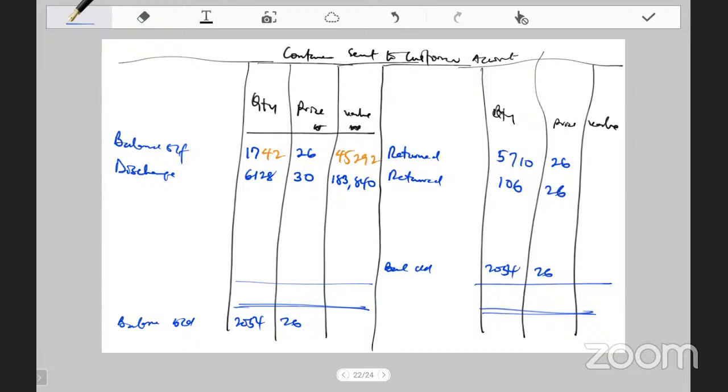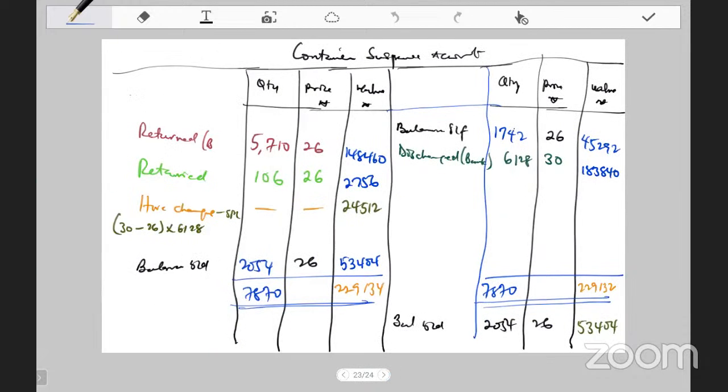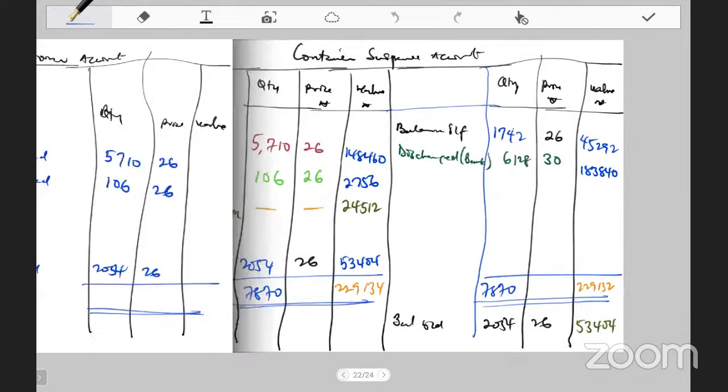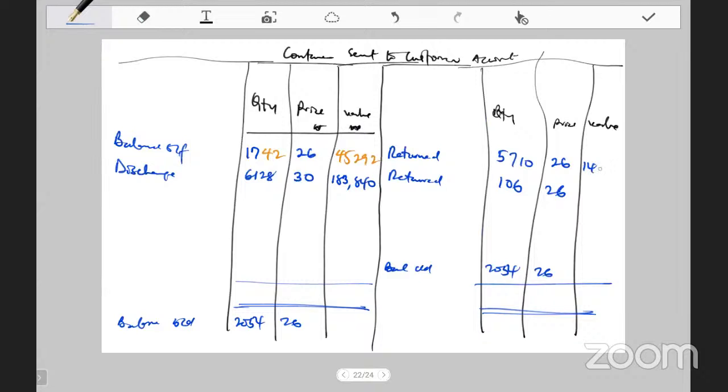The answer is the return, 148,460. What's the other one? 106 times 26. 2,756.